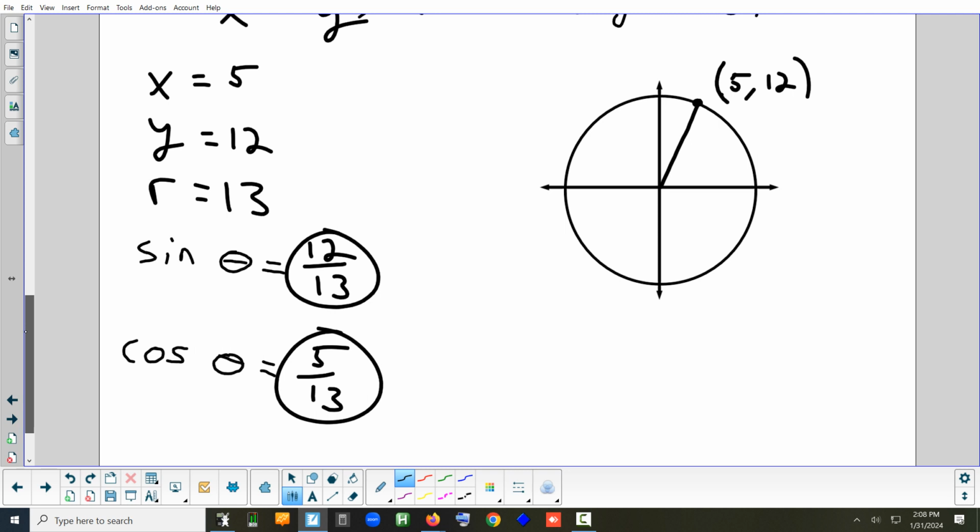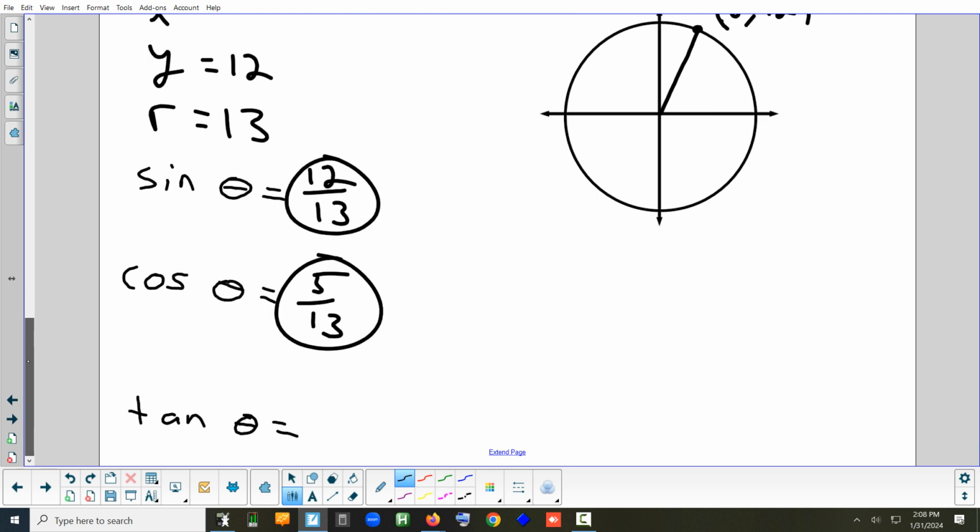Sorry, what is it? 12 over 5. Right. Y over x, 12 over 5. Everything should always just stay as a fraction. Okay. Good to know.